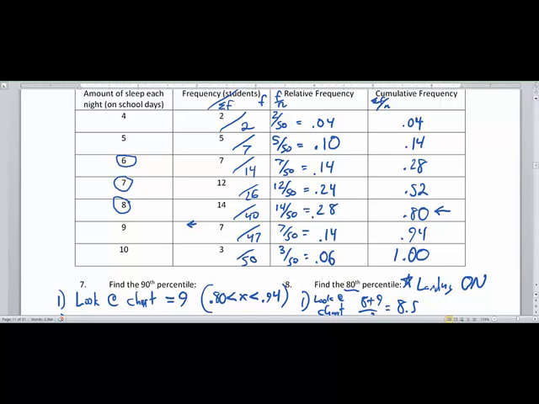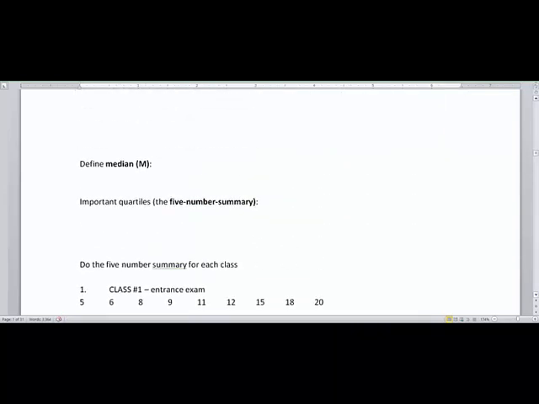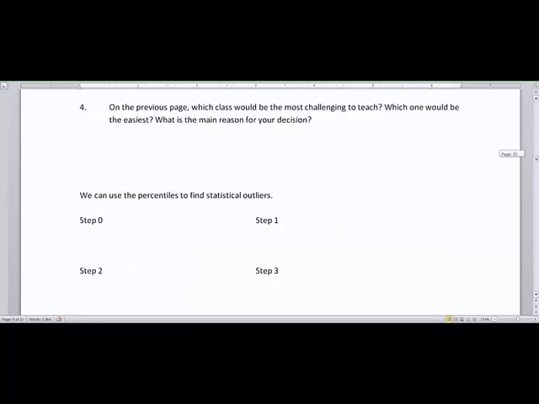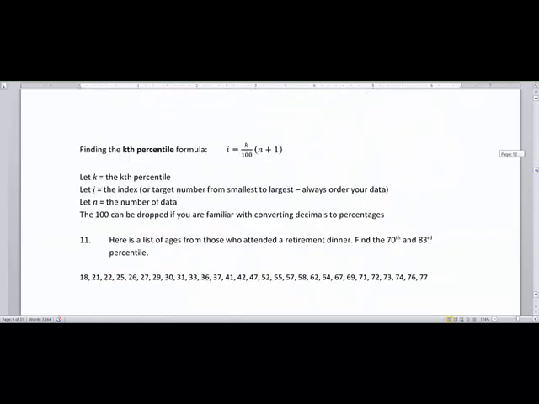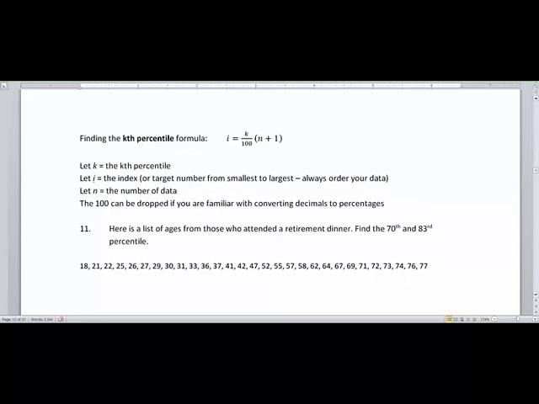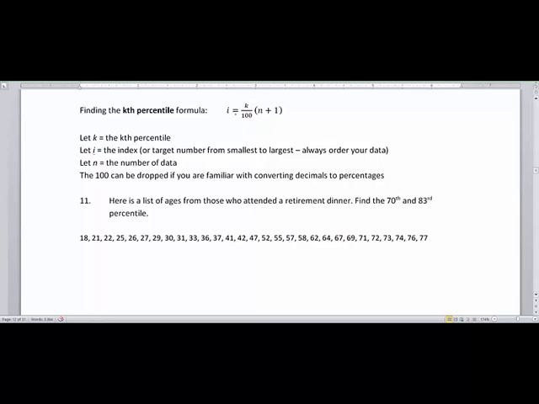But is there a formula? Is there a way that we can just turn our brain off for a little bit and do this problem without worrying about these exceptions and rules? And there is. There's the kth percentile formula right here, which you can have in front of you and use. The k is the kth percentile, the i is the index, the target number from smallest to largest, which is why you always order your data, and n is the number of data.